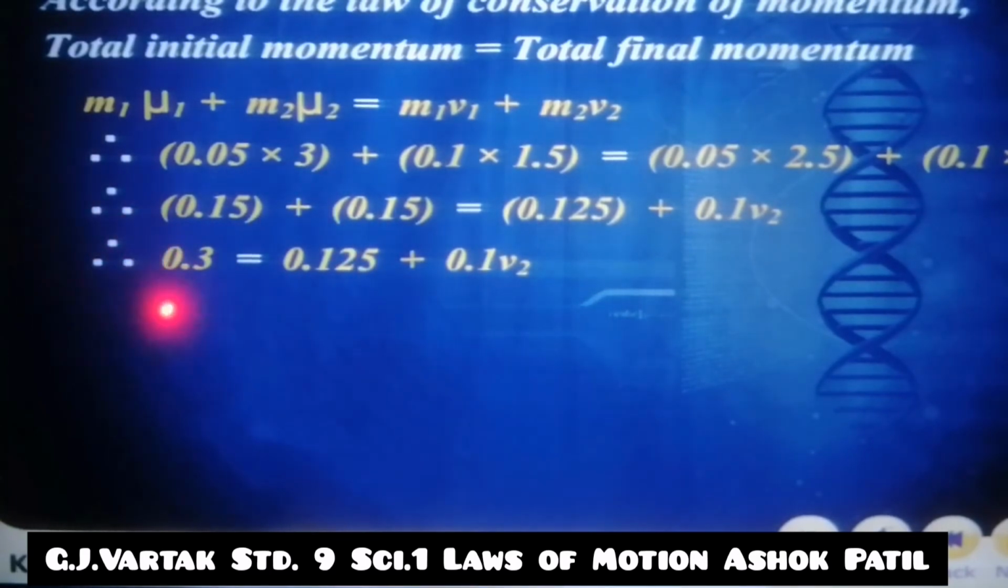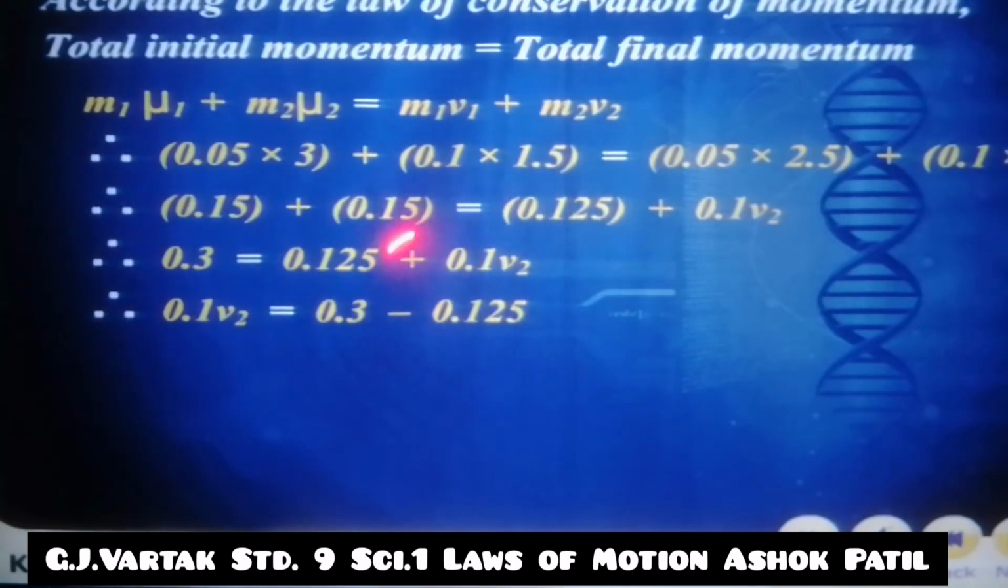The next step is 0.3, v2 comes here. Okay, this is 0.125 minus 0.3. Subtraction between these, 0.3 minus 0.125. Write this down here. Then 0.1 v2 is equal to the subtraction 0.3 minus 0.125.